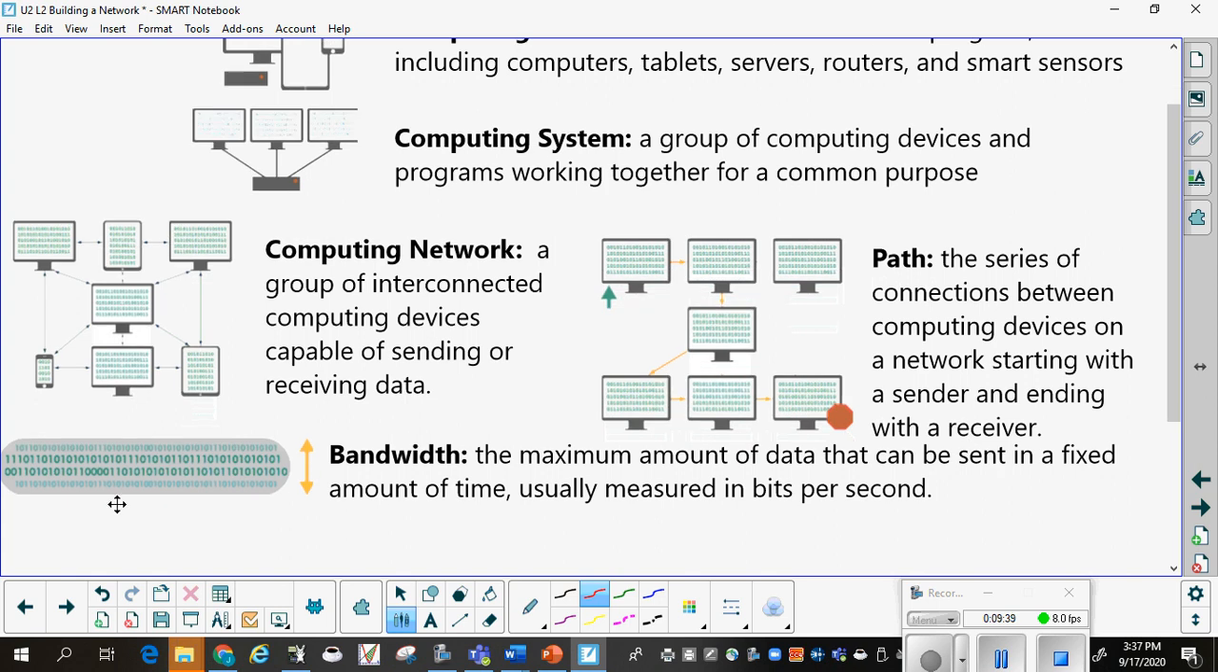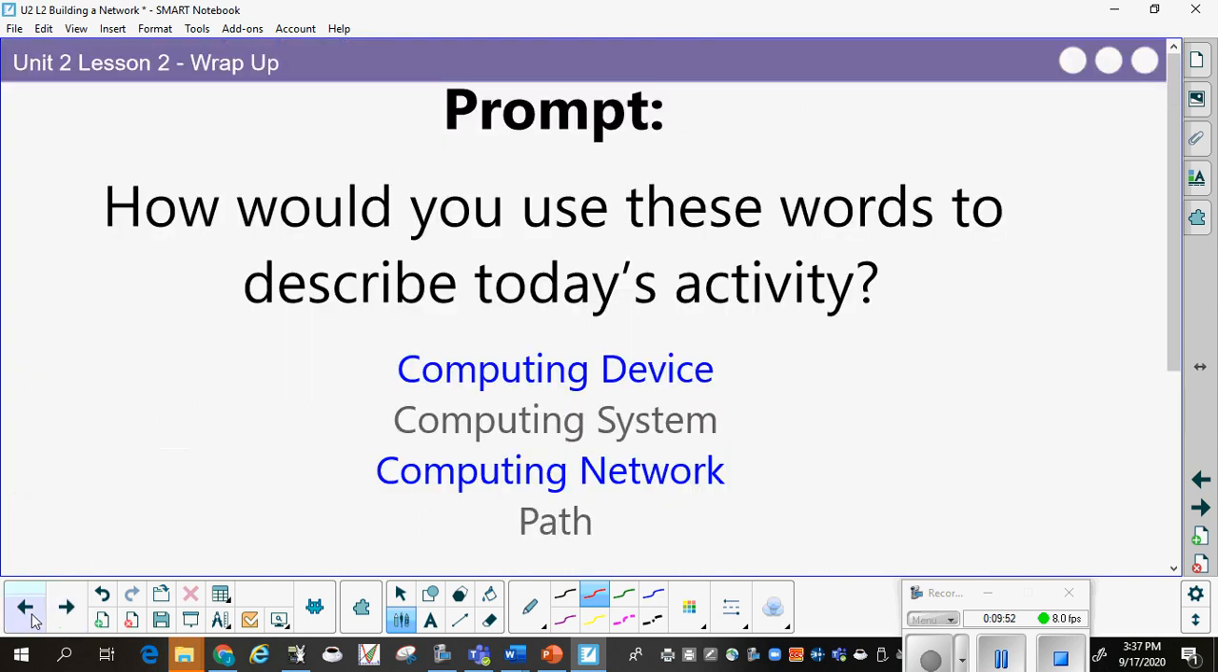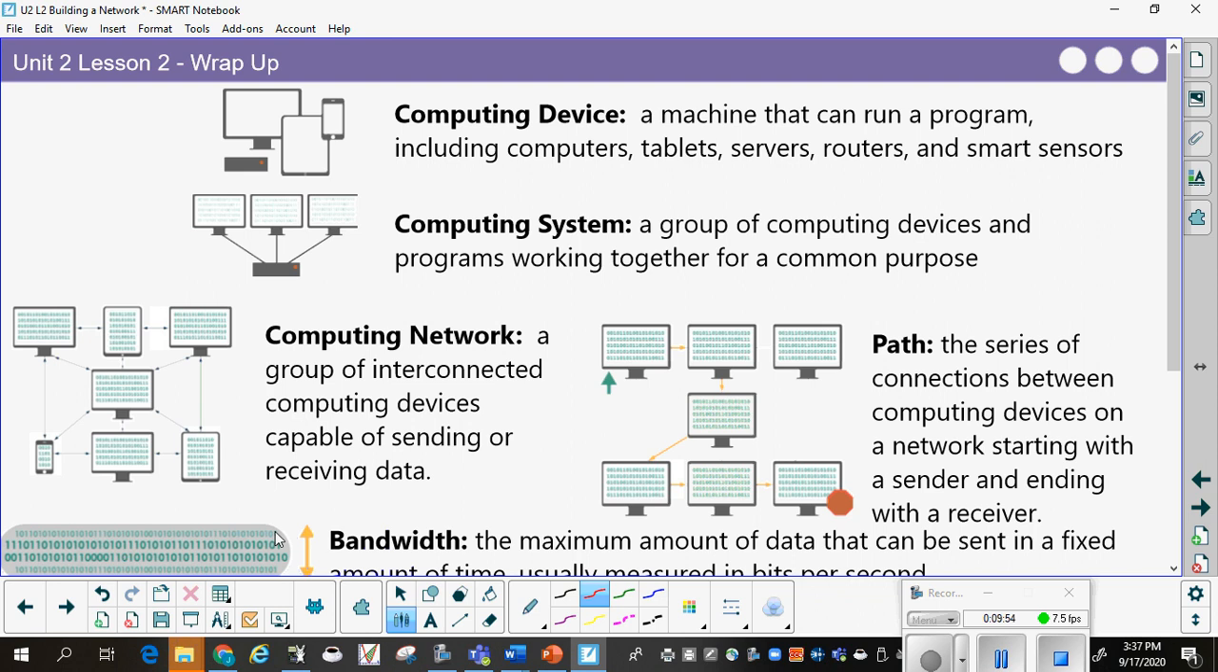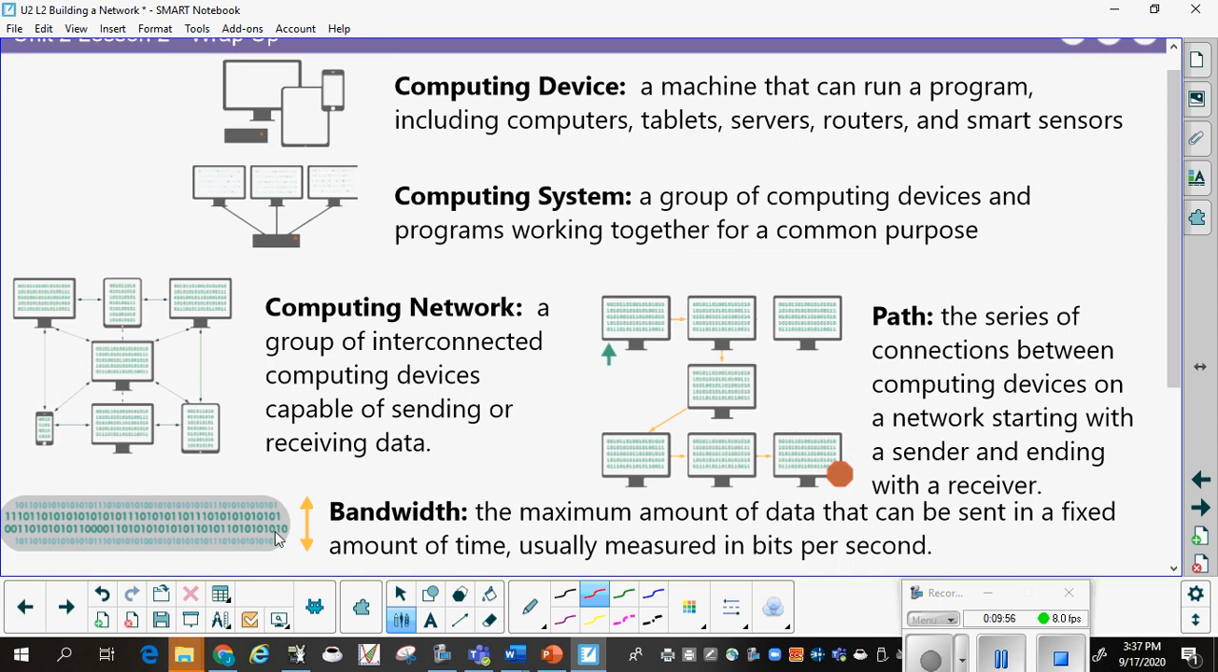Bandwidth. This is the maximum amount of data that can be sent in a fixed amount of time, usually measured in bits per second. Bandwidth is typically bits per second. Now, thinking about those words, and oh, by the way, I'll pause here. If you need to, pause the video and copy down these definitions so that you have them to study from.